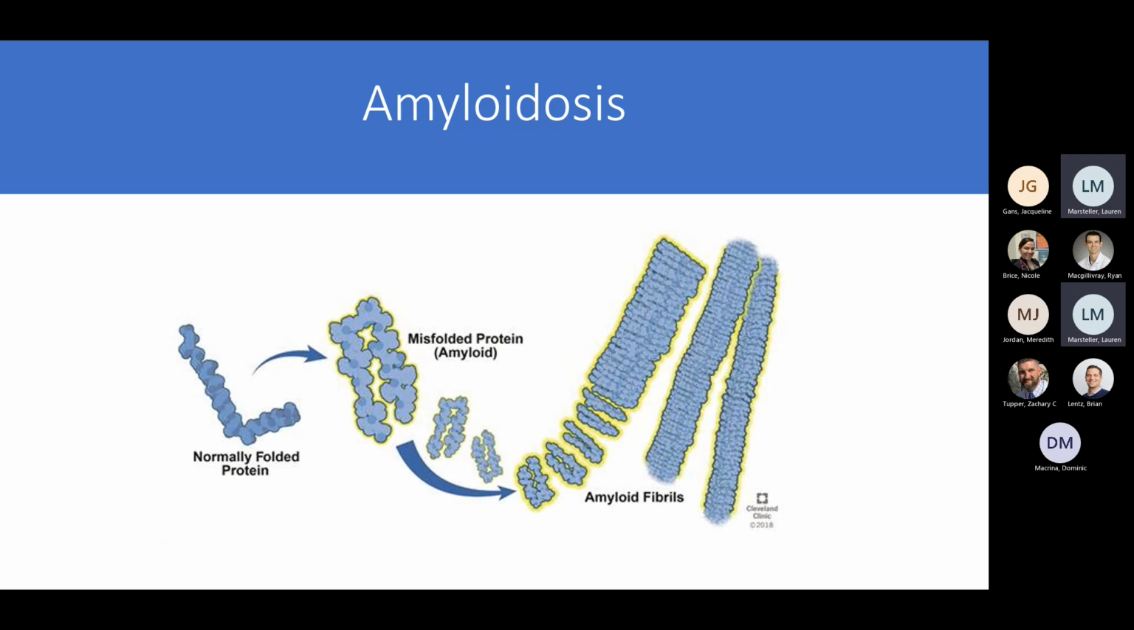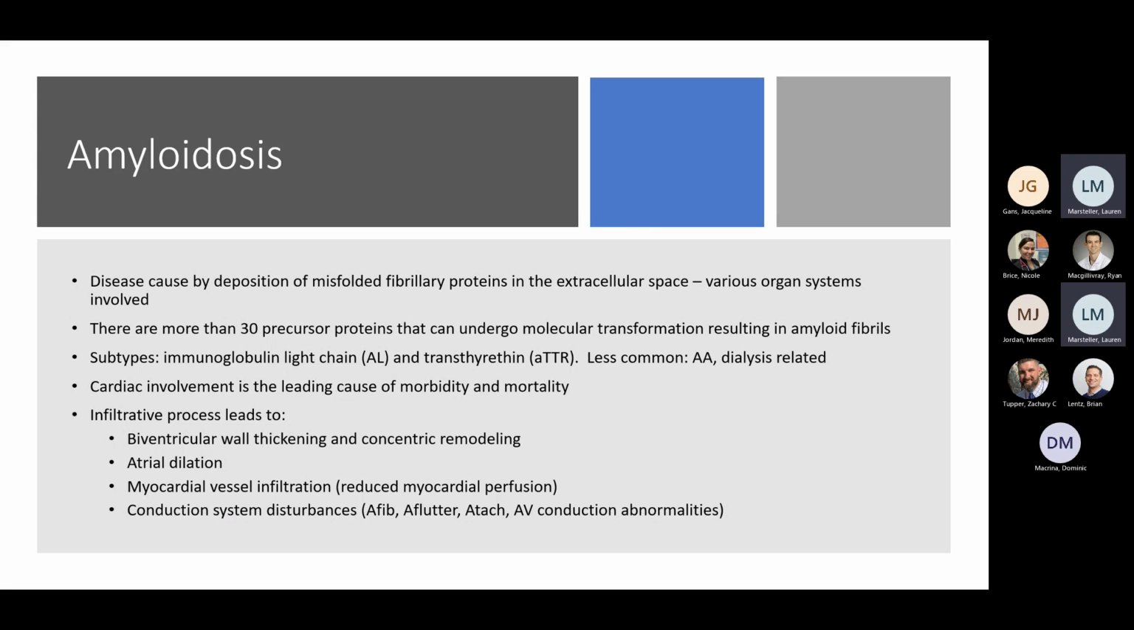So to start, we're going to start with amyloidosis, and it is a disease of misfolded proteins. So you can see here you have a normal protein, they get misfolded, and then they develop these amyloid fibrils, and that's what deposits into the various organs and the heart muscle. So, reiterating, it's a disease caused by deposition of misfolded fibrillary proteins in the extracellular space, and they can be found in the GI tract, the liver, kidneys, the CNS. So various organ systems are involved.